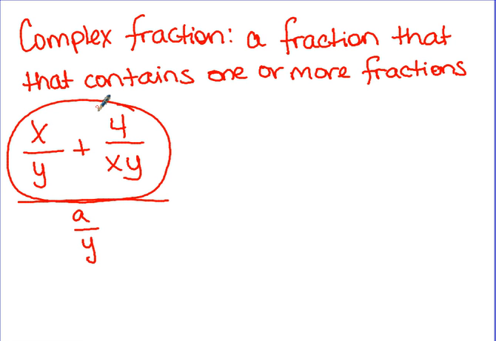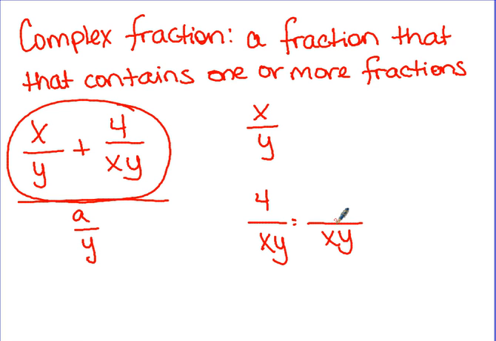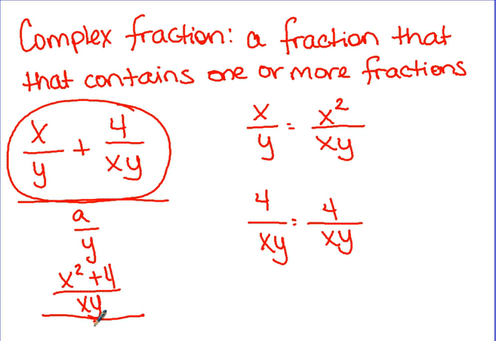Keep in mind when we add fractions, we have to have a common denominator. So our common denominator is going to be xy. The bottom fraction stays the same, 4 over xy. The top fraction becomes x squared over xy. If I was to rewrite this problem, it would be x squared plus 4 over xy divided by a over y.